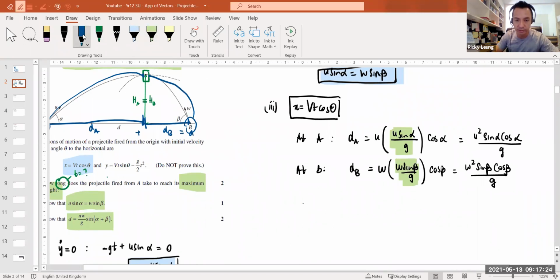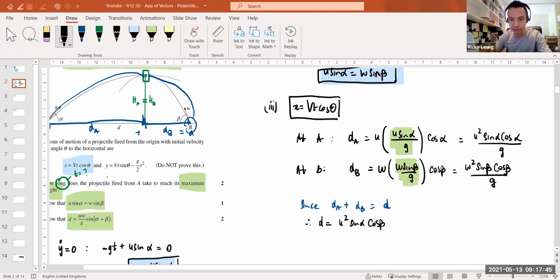Since dA plus dB equals d, right? Sub these two guys in. Let's see where that takes me. Therefore, d equals u squared sine alpha cos alpha times sine alpha on G, plus w squared sine beta cos beta on G.